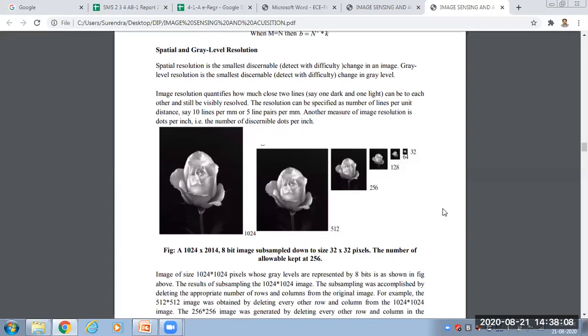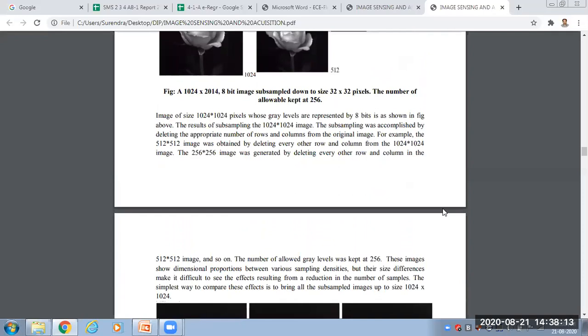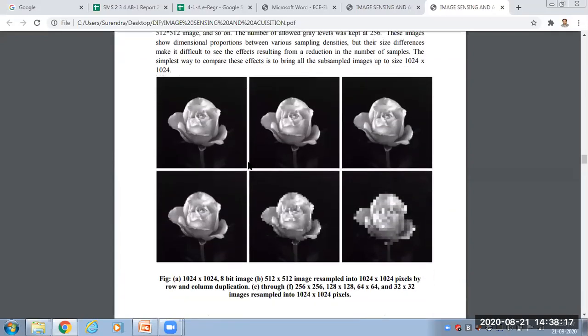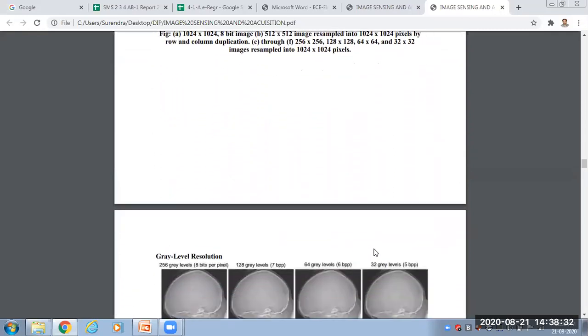So the resolution of an image can definitely be varied depending upon your number of bits. If you increase the bits, you get more resolution. If you decrease the bits, the resolution can be damaged. So depending upon the number of bits, the images can be more reliable and more visible.